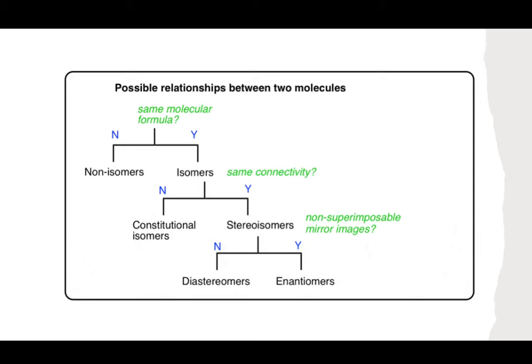But let's say that they have the same connectivity. Are they non-superimposable mirror images? Then they are enantiomers. Are they not? Then they are diastereomers. So you have stuff like that. Notice that geometric isomers aren't on this, but it's in the PowerPoint, right?